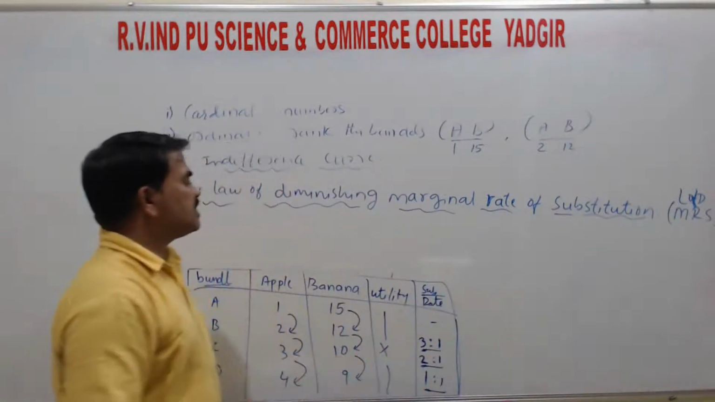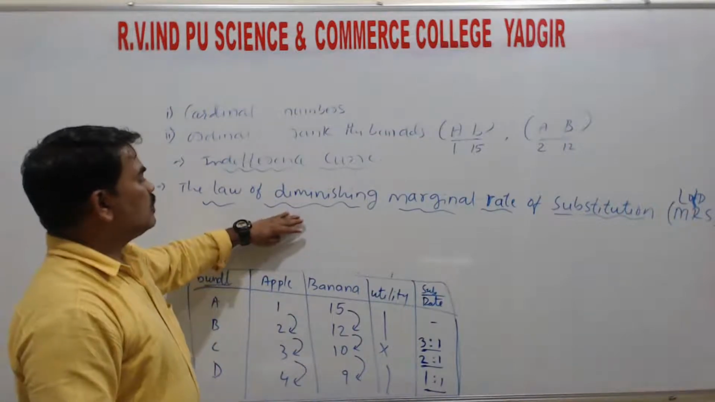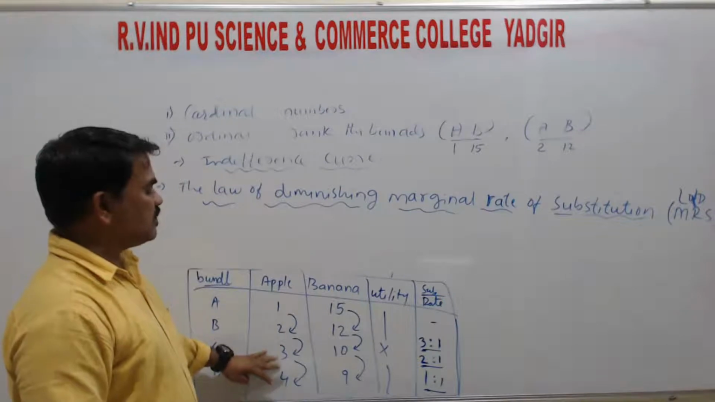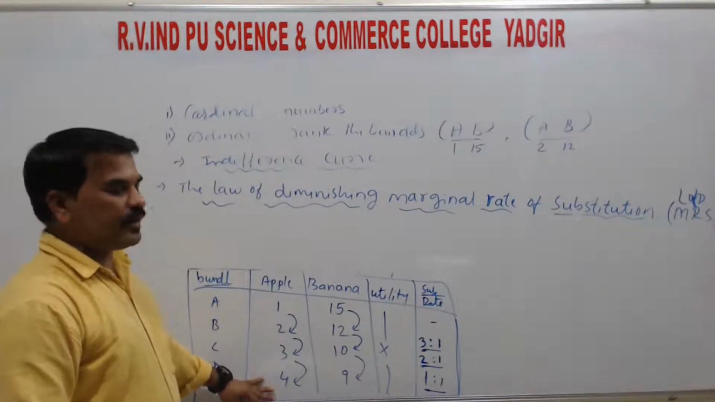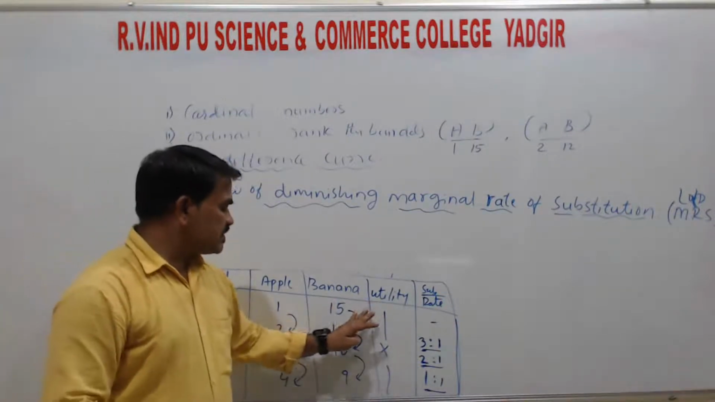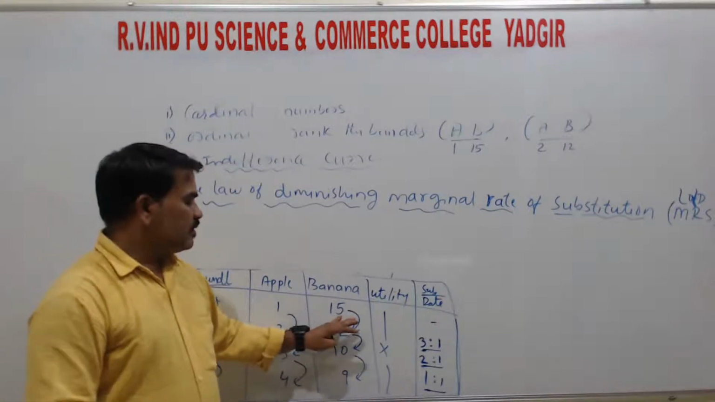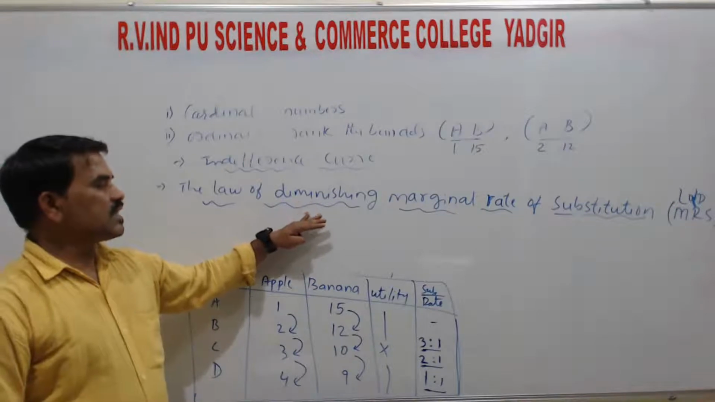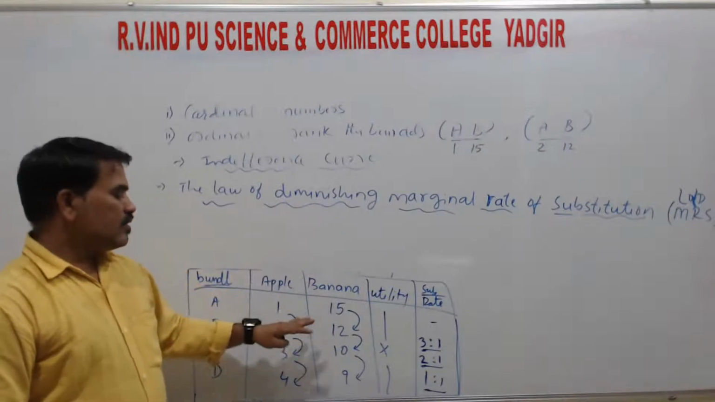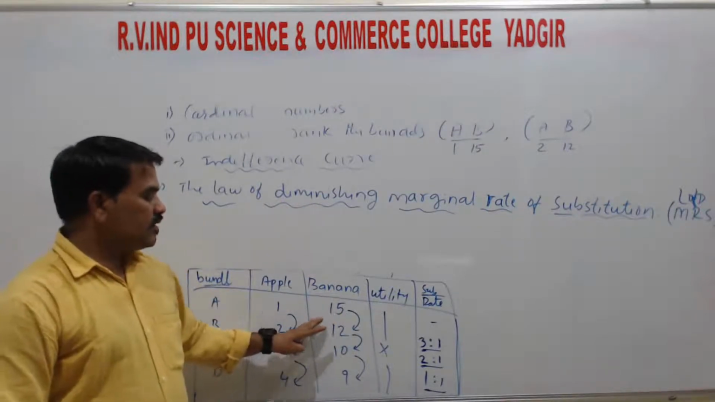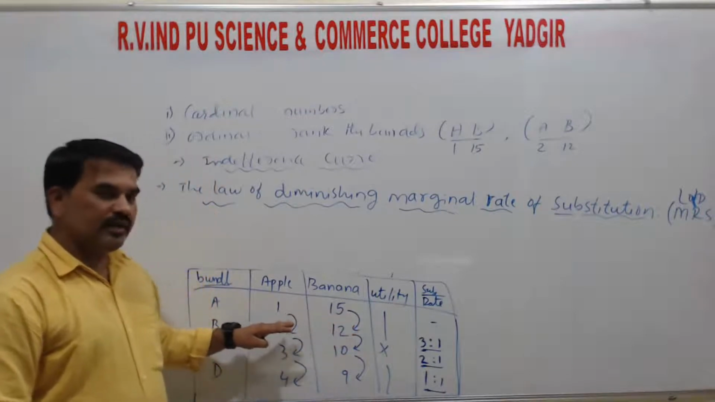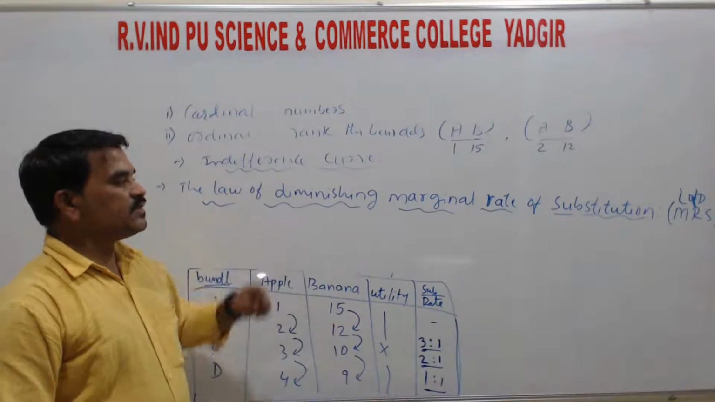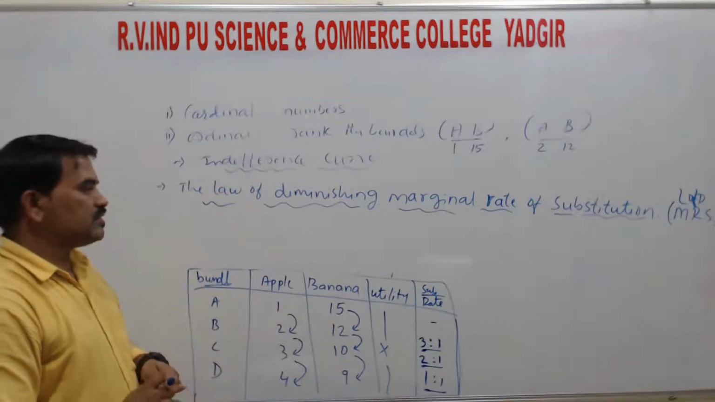So that is what it says. When we increase the number of apples, the substitution rate of that commodity will fall. It starts diminishing. Okay. What is the rate we are substituting? That rate diminishes. That is what we call diminishing marginal rate of substitution.